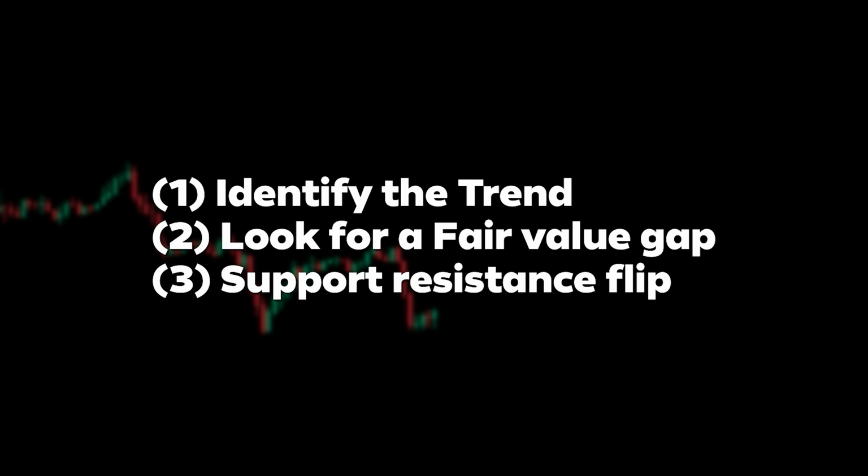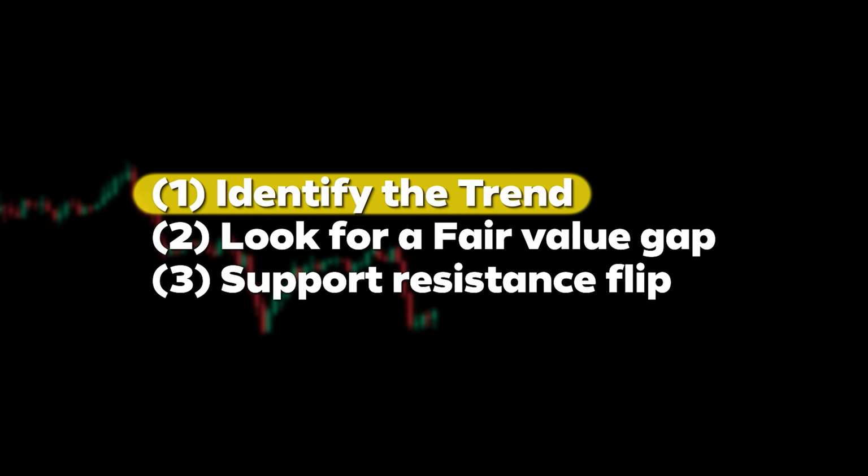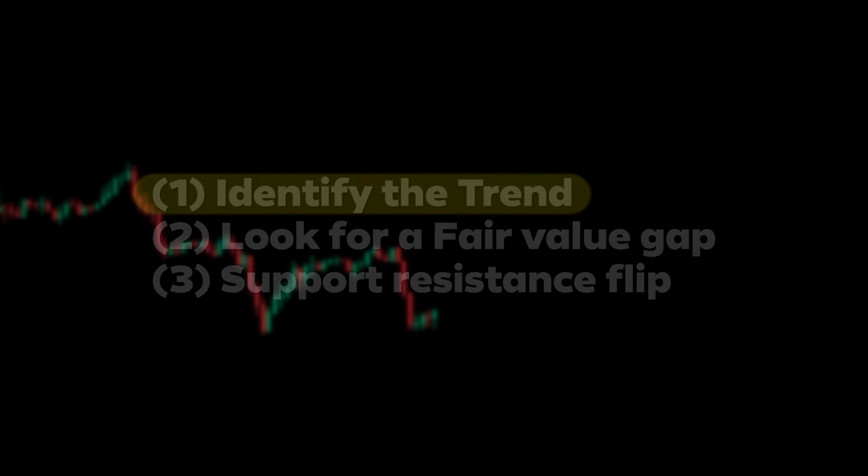The very first thing that we want is to identify the trend. Without the trend, we have no trade, because for high probability trades, we want to take them in specific directions. This is how we determine our bias of whether we should look for longs or short opportunities.